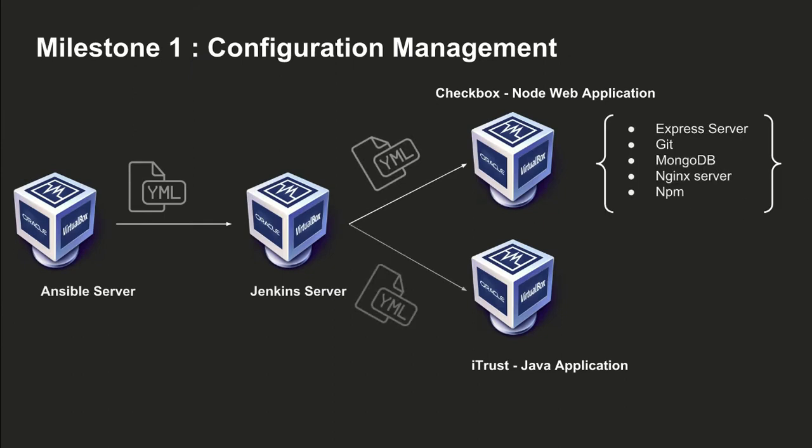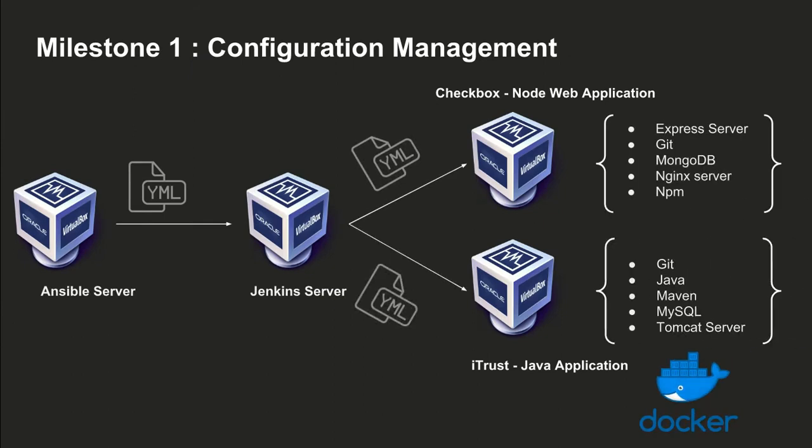Our first milestone was configuration management, in which we automatically provisioned and configured VirtualBox servers using Ansible and Vagrant. We created a Jenkins server using Ansible and deployed 2 applications, Checkbox and iTrust. Checkbox is a Node.js application and we use a Docker container to deploy iTrust, a Java application.